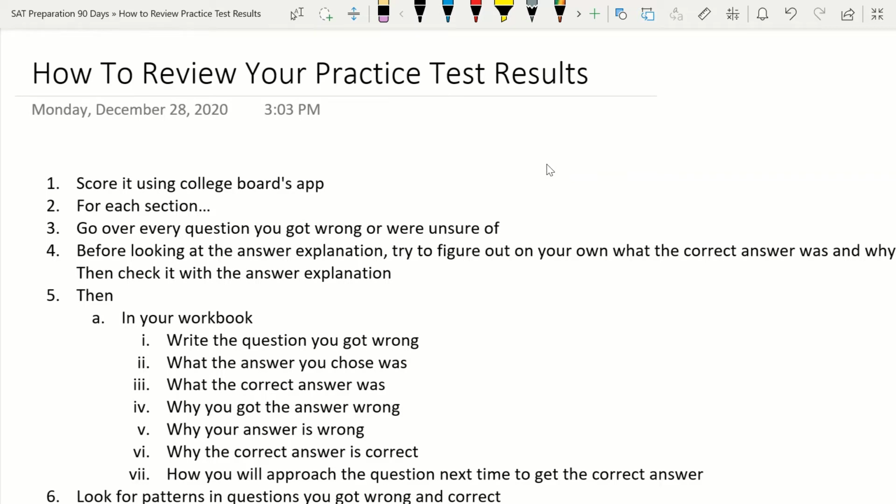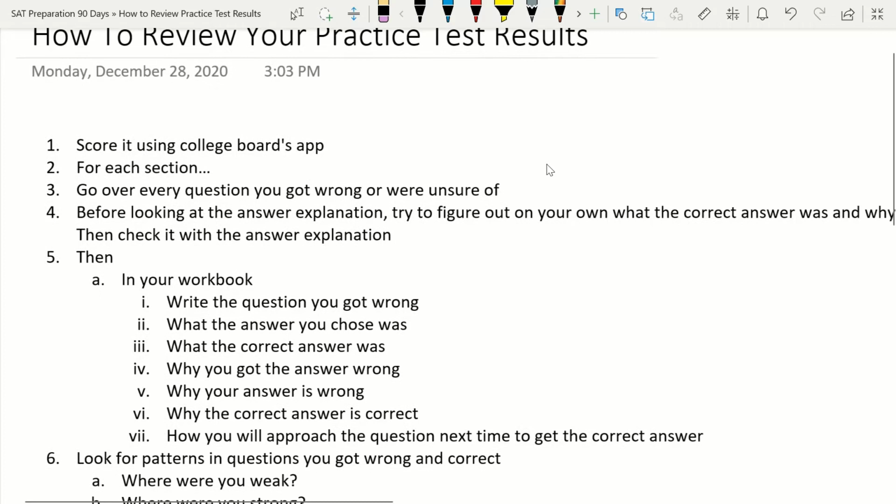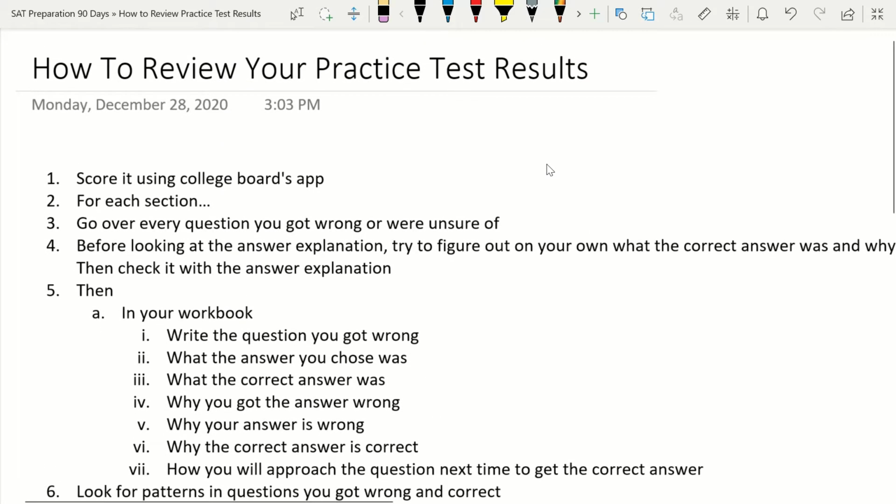Today is day 11 in the 14-day SAT prep series, and if you're following it, then yesterday you completed SAT practice test 9. So what today is designated for is you to review that practice test. So let's go ahead and cover what it means to review your practice test and how you can get the most out of your practice test to improve on the SAT.